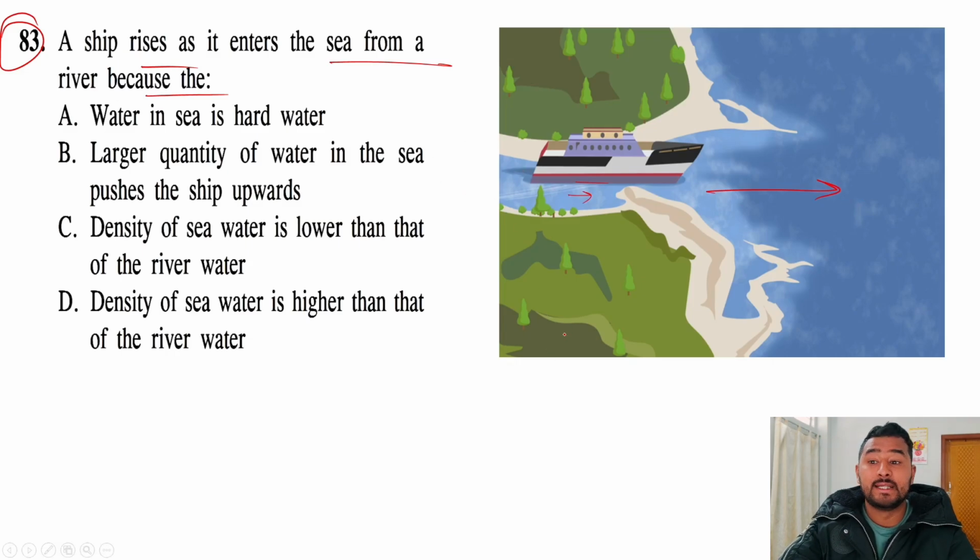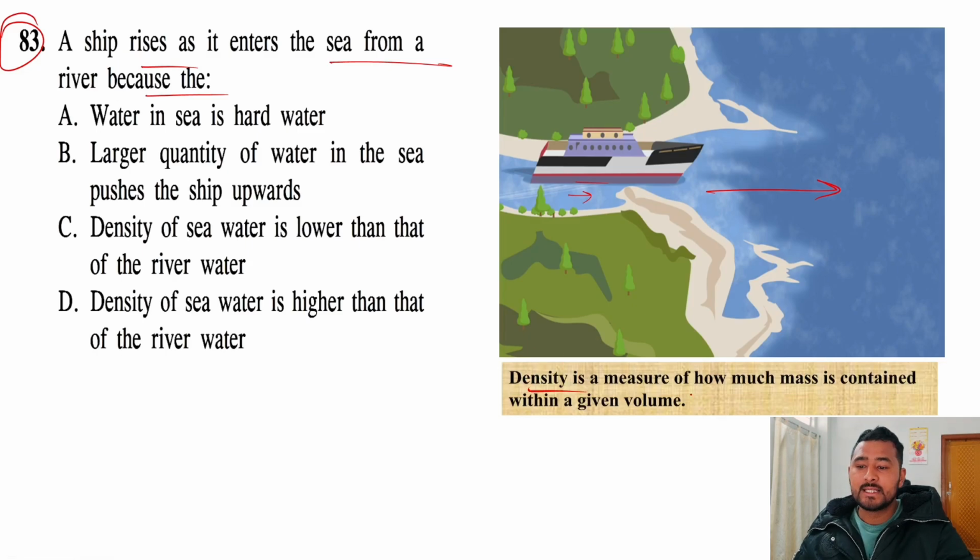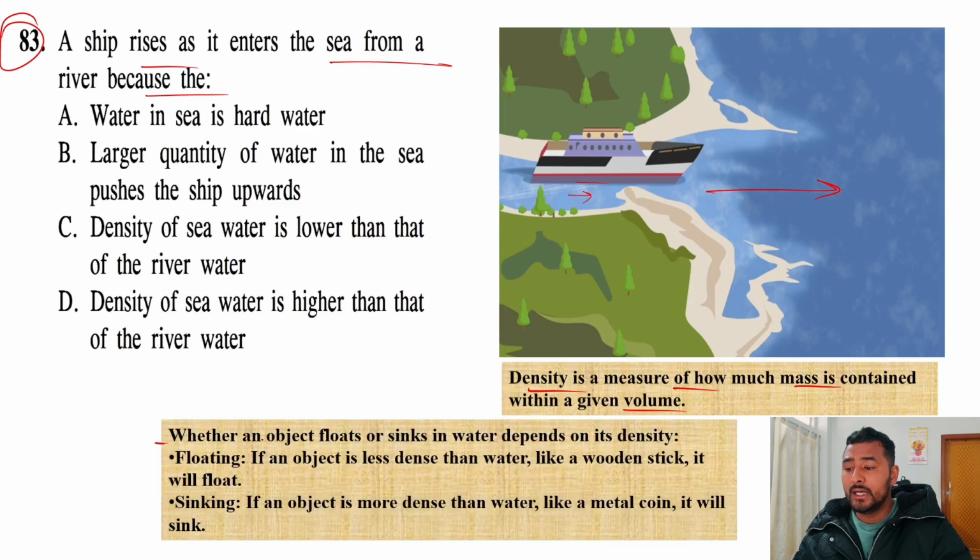It all depends on the density, okay? So what is density? Density is a measure of how much mass is contained within a given volume, okay? Whether an object floats or sinks in water depends on density. You understand what floating and sinking are. So let me show you. If an object is less dense than water, like a wooden stick, it will float, okay?